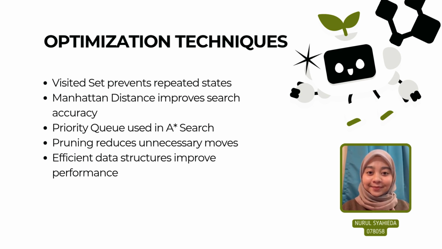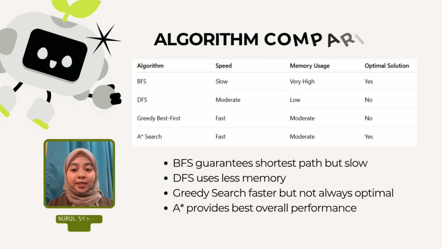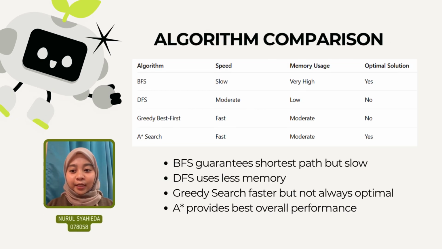Based on the comparison results, BFS guaranteed the optimal solution because it explores level by level, but it requires high memory usage and longer execution time. DFS uses less memory because it explores one branch at a time, but it does not guarantee the shortest solution. Greedy best first search is faster because it uses the Manhattan distance heuristic, although the solution is not always optimal. Among all algorithms, A-star search showed the best overall performance because it balanced speed, efficiency, and optimality.